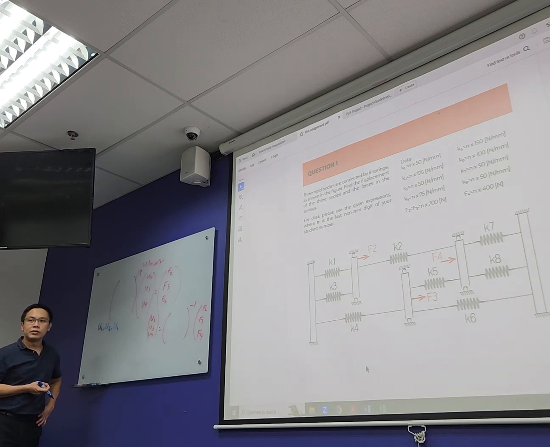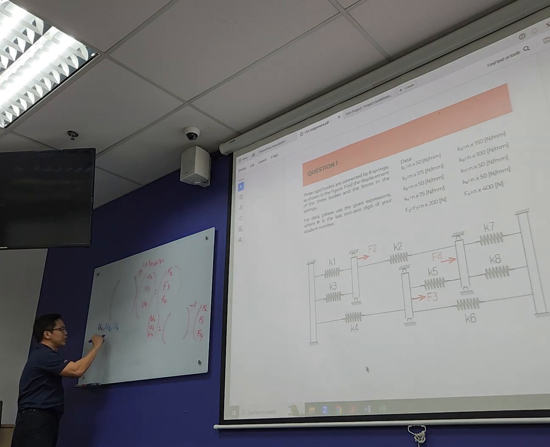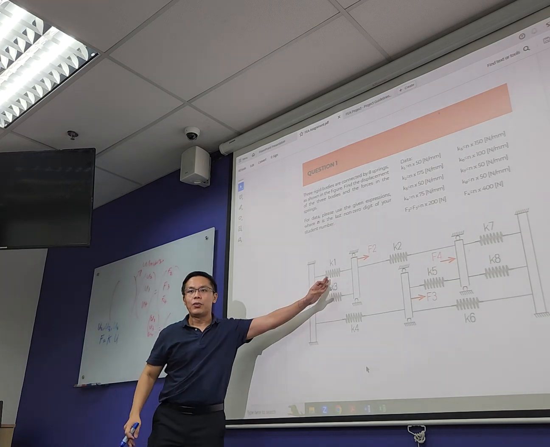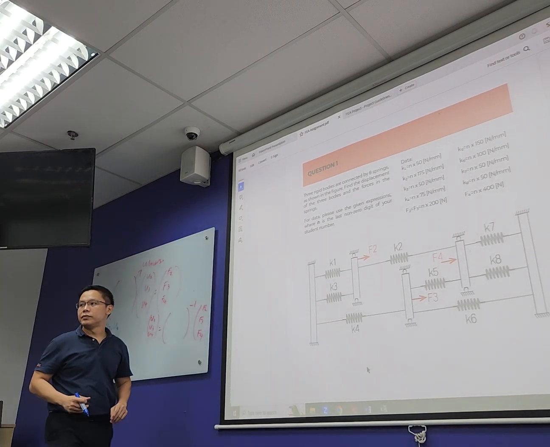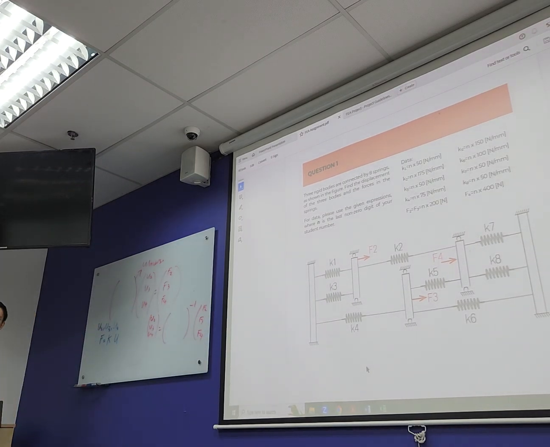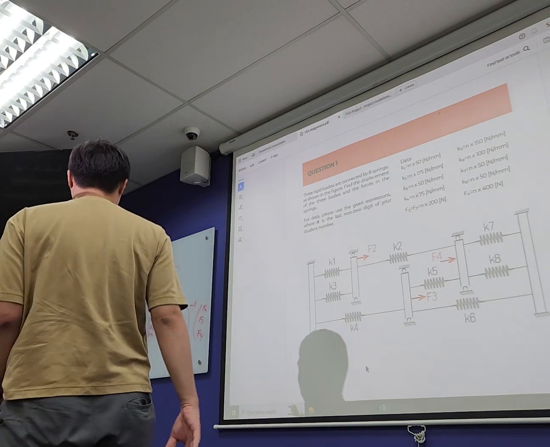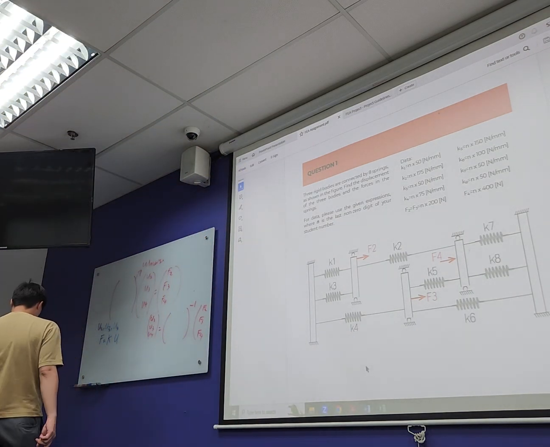F equals kx. Ah, very good. F equals K times X, and we do have an X here, this time it's U. Correct? Now, if I wanted to determine the force in the spring K1, what is the force? Come on, hurry up. I'm trying to make a point, you will see. This is important.